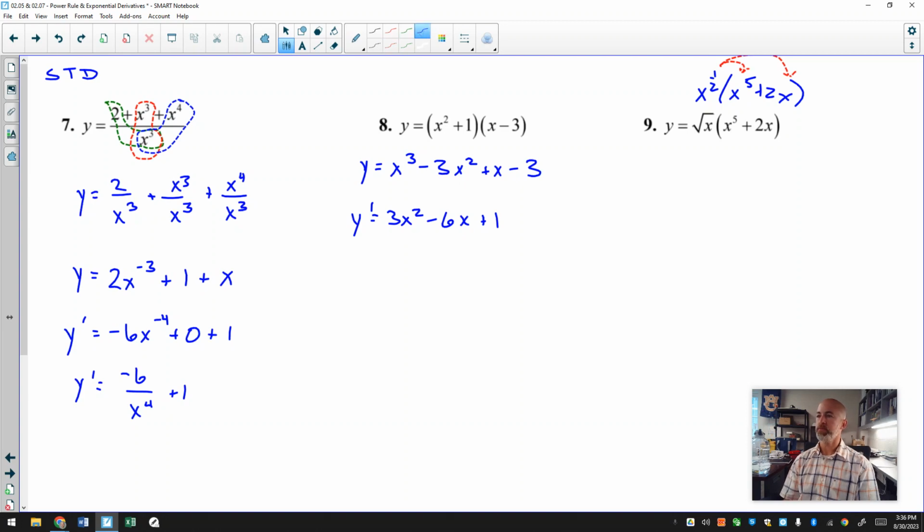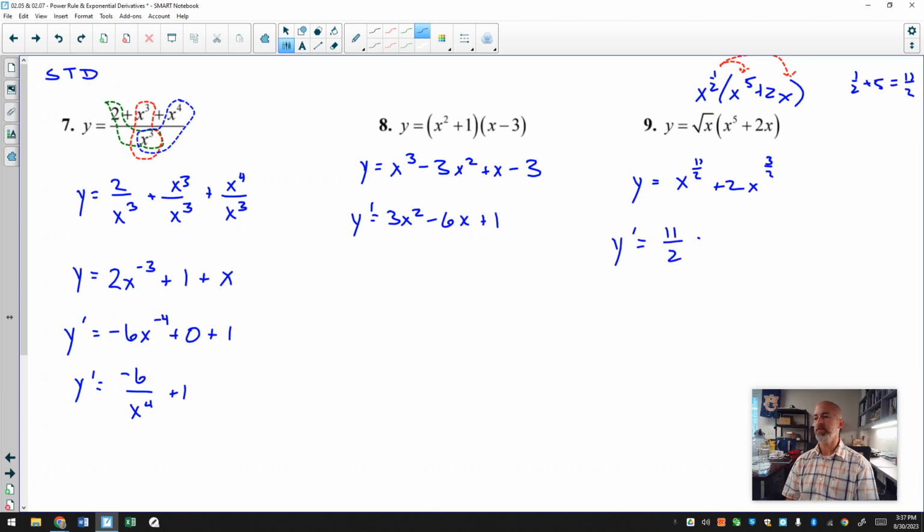And when you multiply two x's of different bases, remember that you add their exponents. So 1/2 plus 5 ends up being 11/2. So we have x to the 11/2 plus 2 times x. And here we have 1/2 plus 1, which is 3/2. And now we are primed and ready for the derivative.